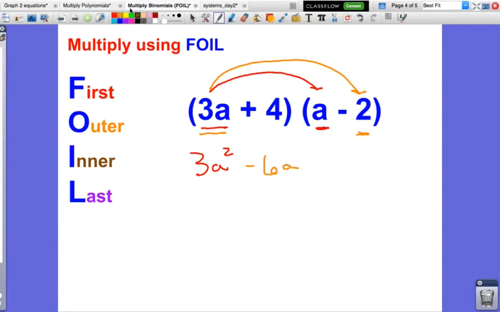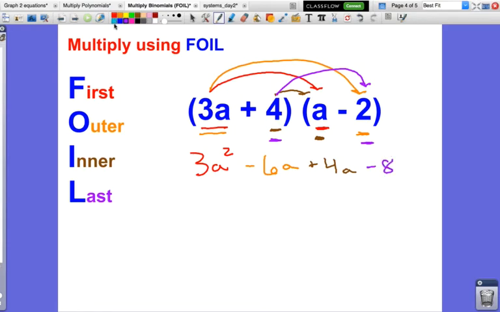For inner, so if these were the two outers, that means this 4 and this a are my two inners. So I'm going to multiply 4 times a, which is positive 4a. And then my last would be the last number. So this was the first numbers inside my parentheses. These are my last numbers in my parentheses. So here would be a last, and this 2 would be a last. So then I'll multiply 4 by negative 2. 4 times negative 2 is negative 8.